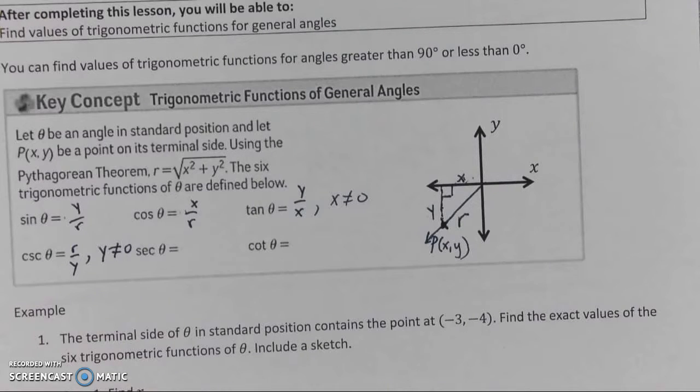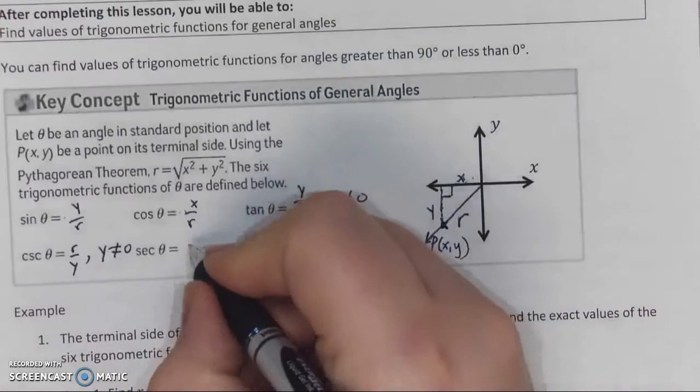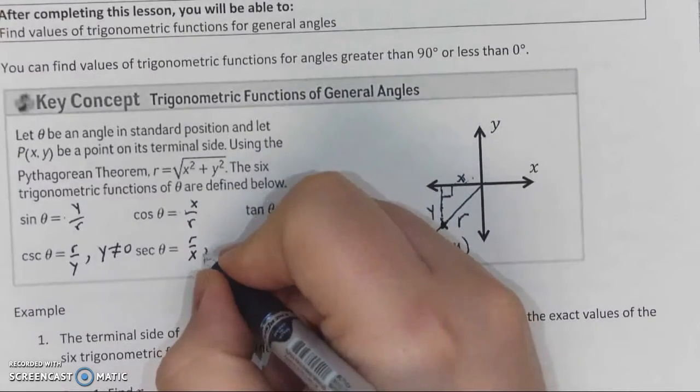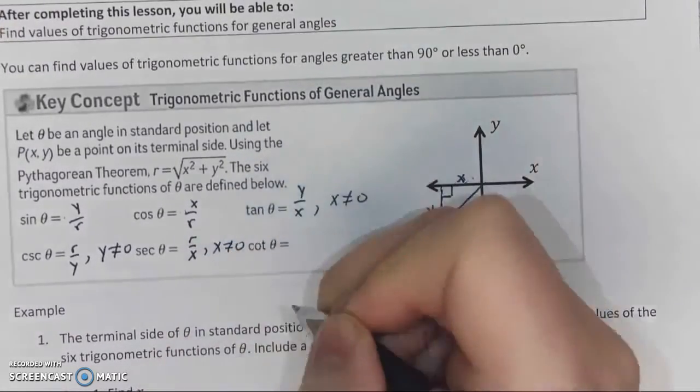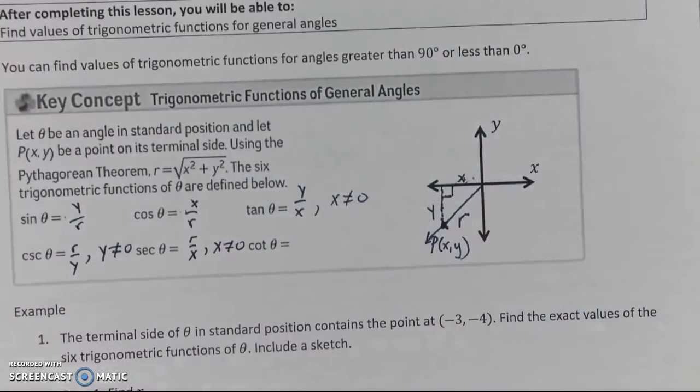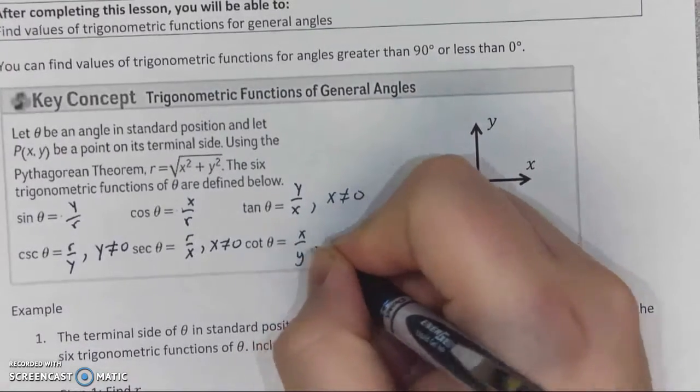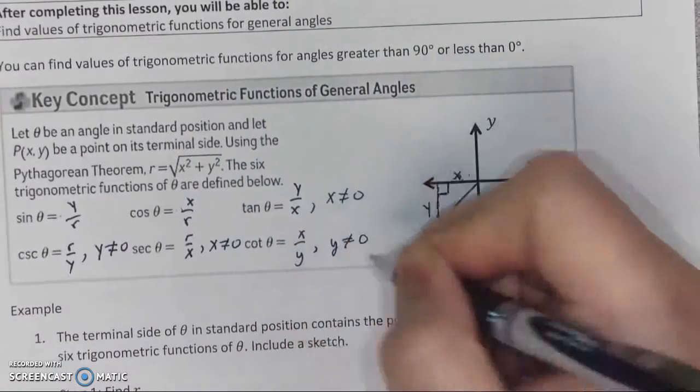The secant of theta is going to be r divided by x, so just the reciprocal of cosine. So again, the restriction is x can't be 0. Cotangent of theta is just the reciprocal of tangent, so it's x divided by y, and the restriction is that y cannot equal 0.